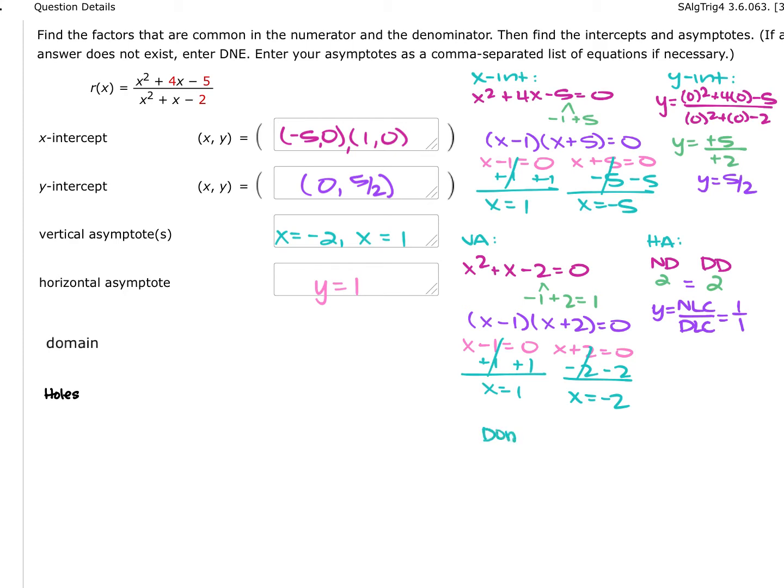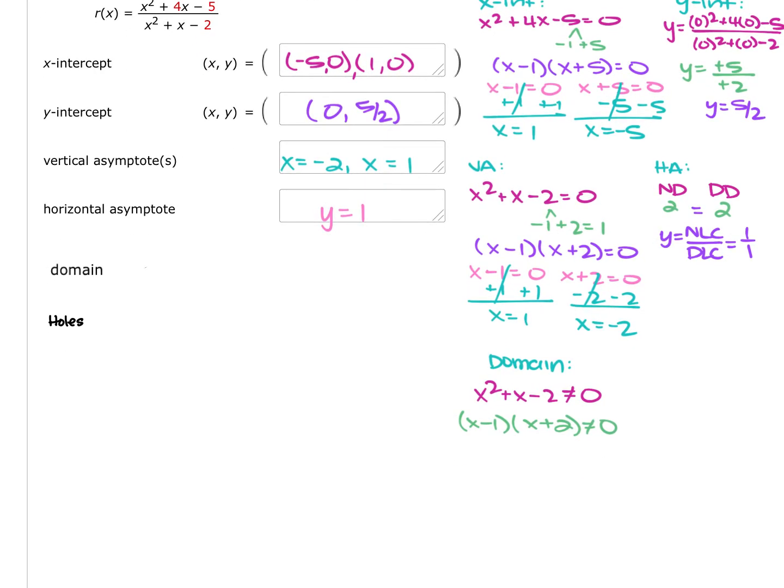Next, we're going to find the domain. So we're going to take the denominator, which is the x squared plus x minus 2, set it not equal to 0, and solve. We said when we did the vertical asymptote that this factored to be x minus 1 times x plus 2. So we have that not equal to 0. We're going to set each part equal to 0, so x minus 1 cannot equal 0, x plus 2 cannot equal 0. This is going to give us that x cannot equal 1 and x cannot equal negative 2.